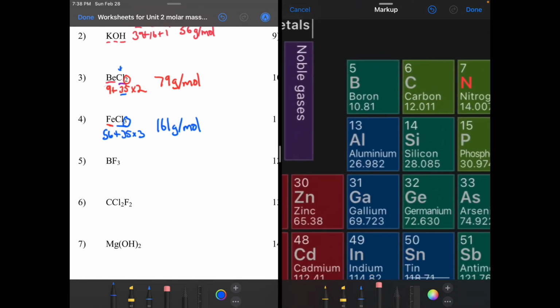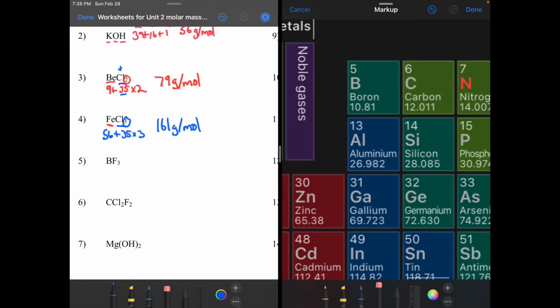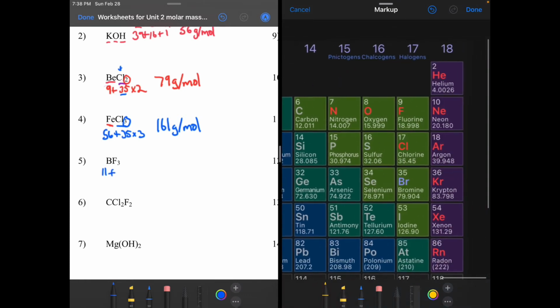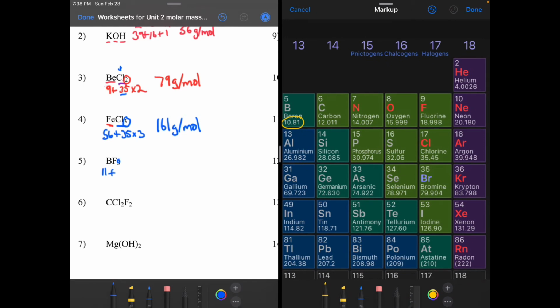So we've got boron, and that boron is right here. We're going to round that up, and so that's going to be 11 plus 3 fluorines. There's that 3, you see it right here. And then the fluorine is going to be rounded up to 19. It's right here. 19 times 3.